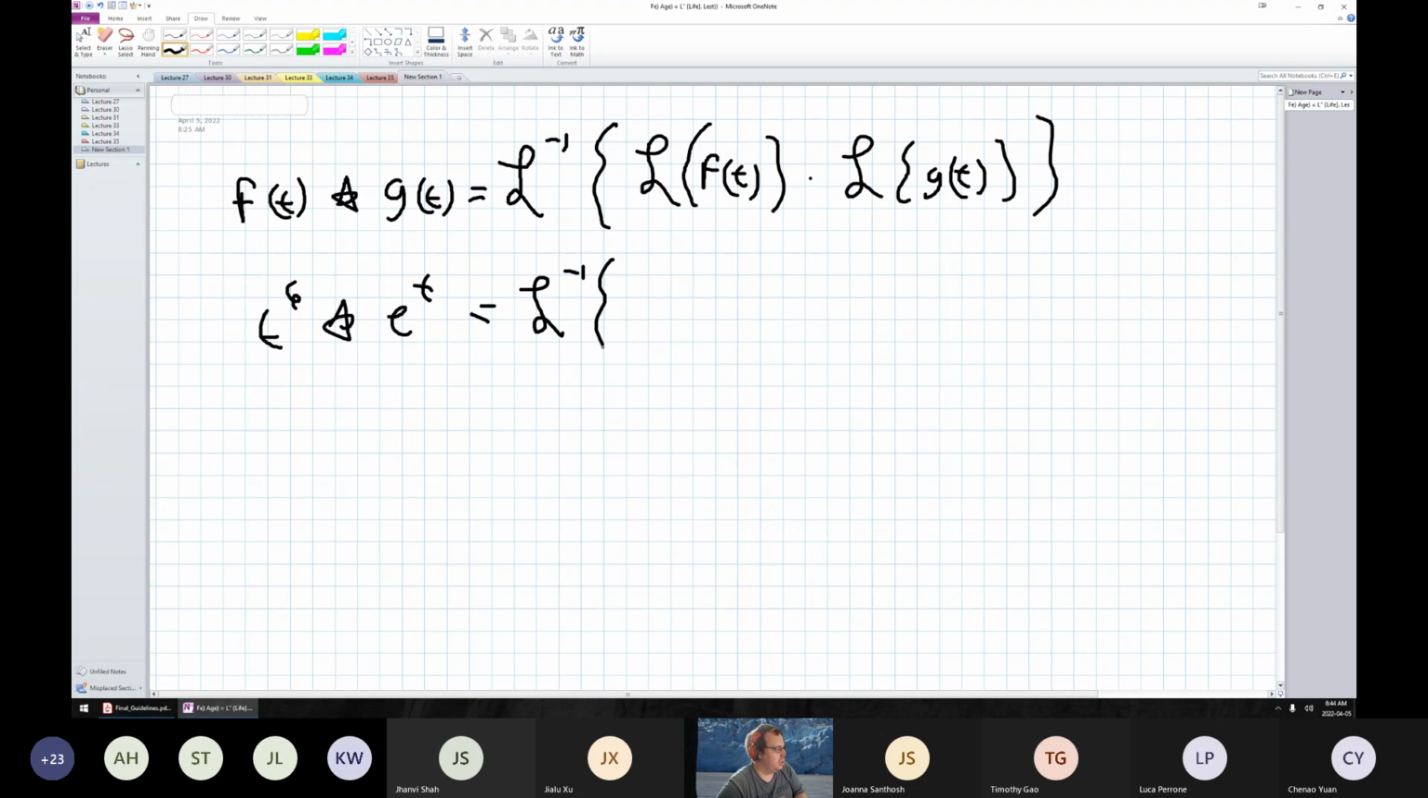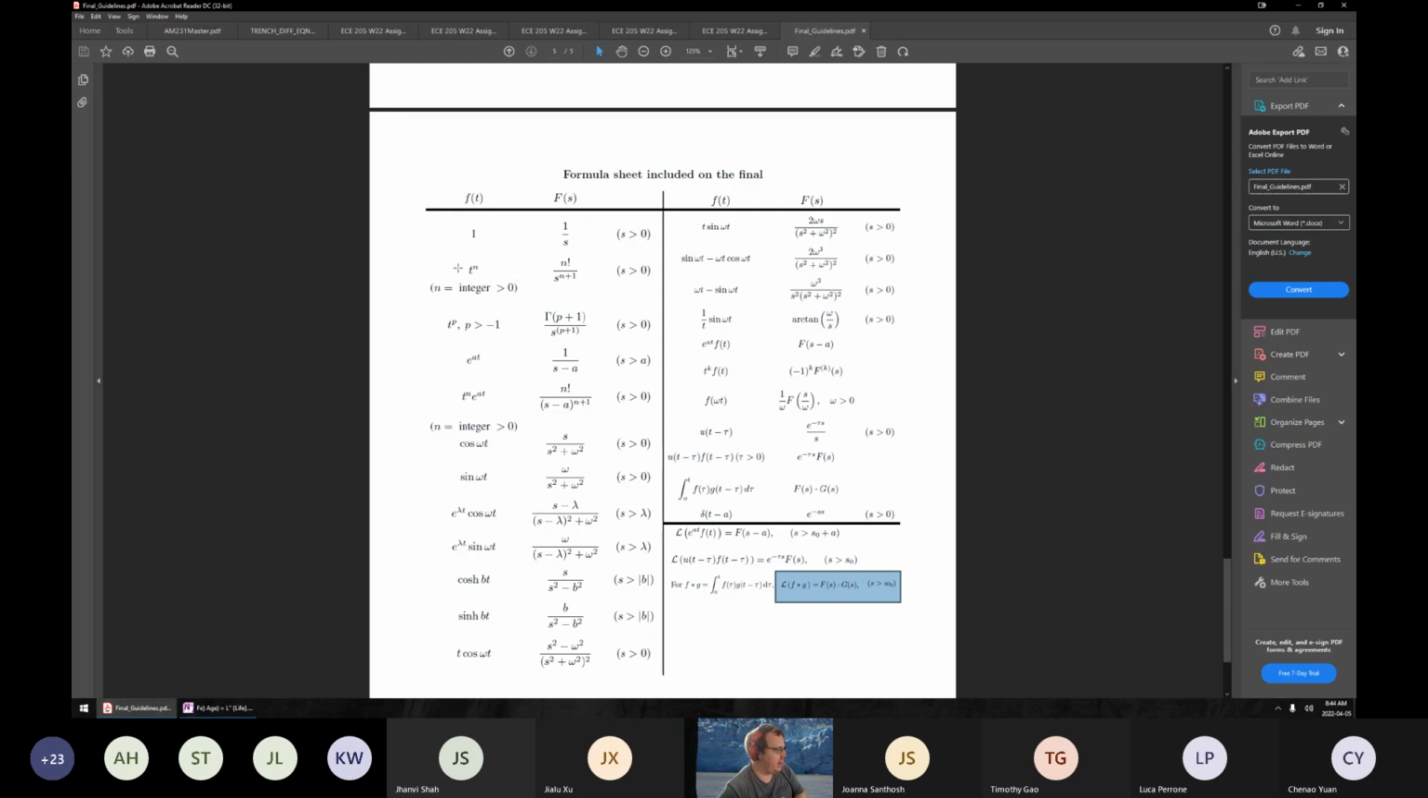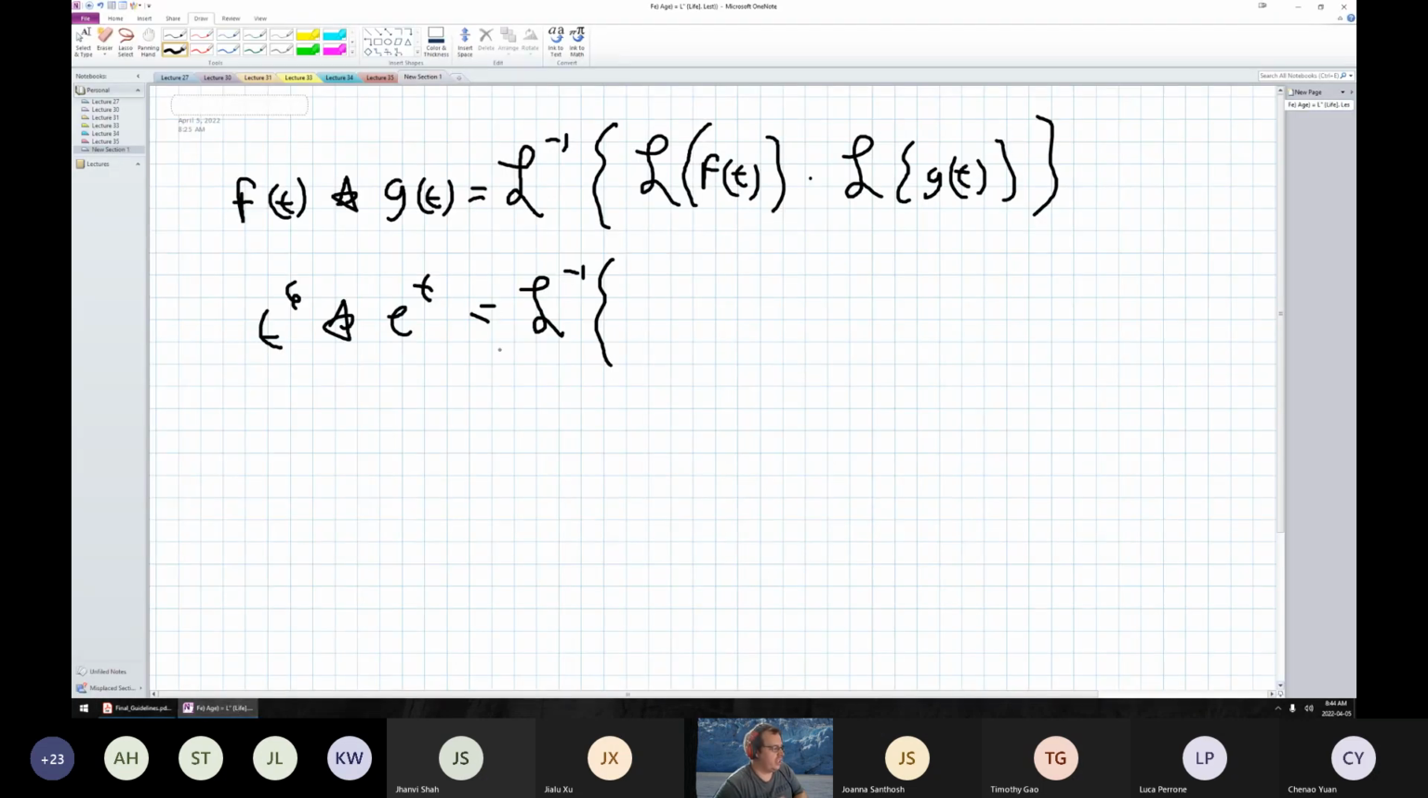Well, for the t to the 6th, I would go over here to my handy dandy table and say, hey, t to the n, n is 6. So I plug 6 here. So it's 6 factorial over s to the 7. So here you could say, oh, this is just 6 factorial over s to the 7.